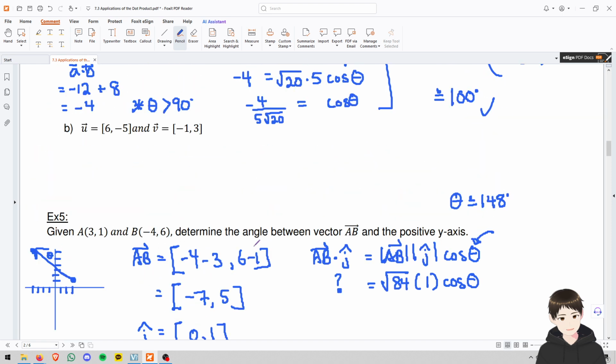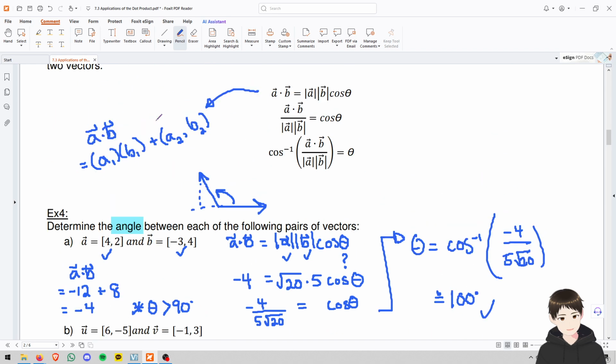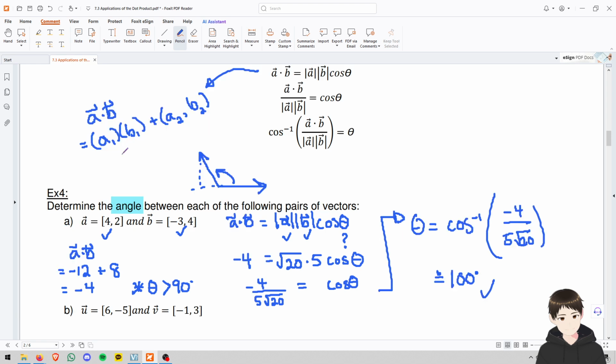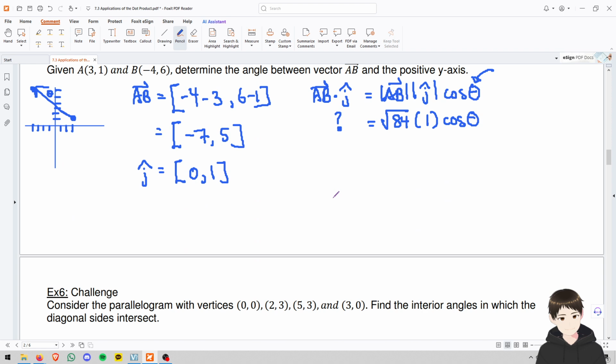Just like the previous question, if you cannot solve it, look for another way to find some value. We're going to use the previous definition that we've used before: the product of the x values plus the product of the y values. -7 times 0 is a 0. 5 times 1 is a 5. 0 plus 5, the answer is 5. So cosine theta is 5 over root 74.